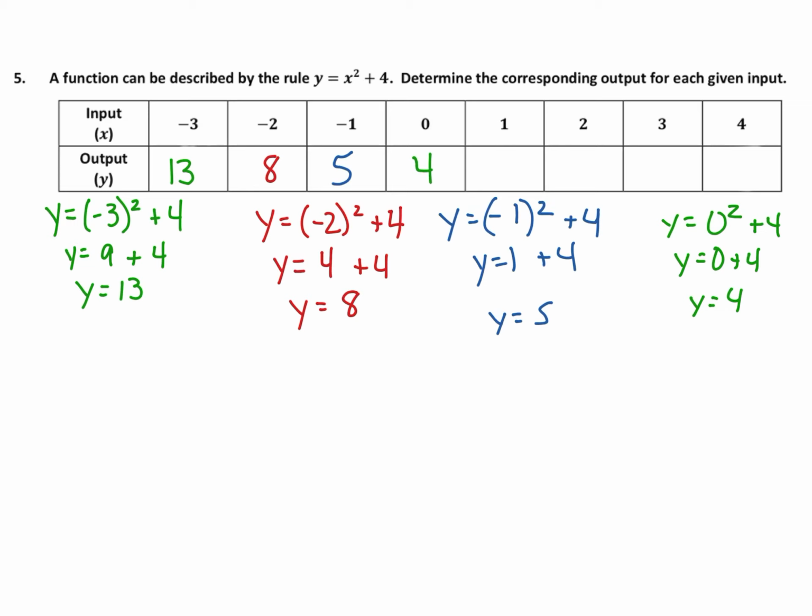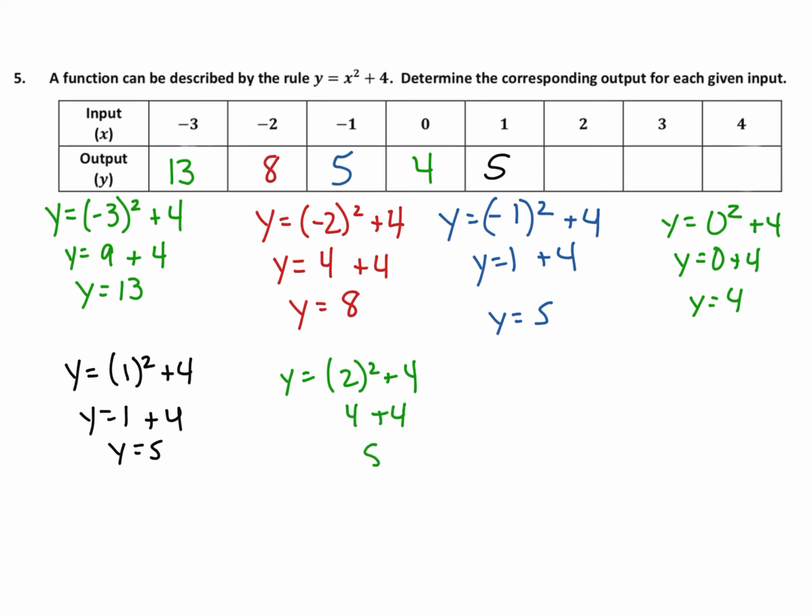Now we're going to move on to the positives. 1 squared is 1, and 1 plus 4 is 5. Two squared is 4, and 4 plus 4 is 8. Three squared is 9, and 9 plus 4 is 13.